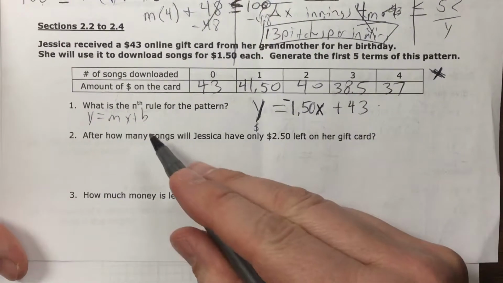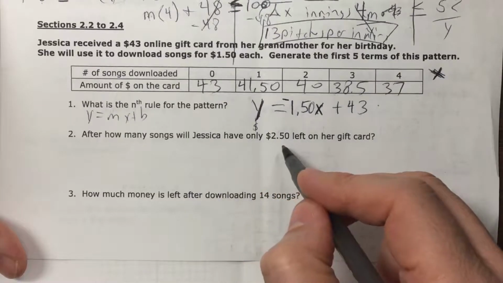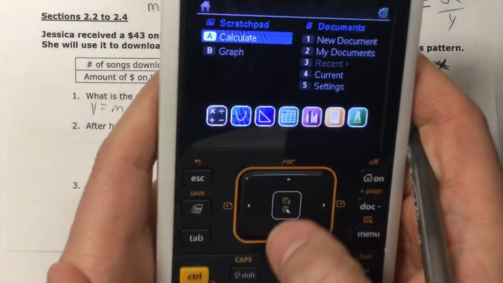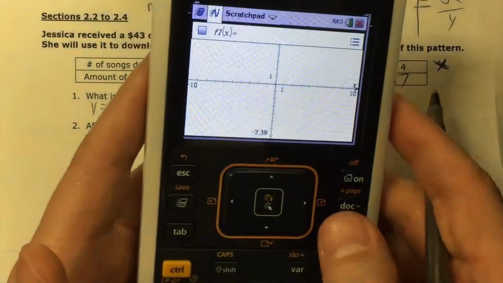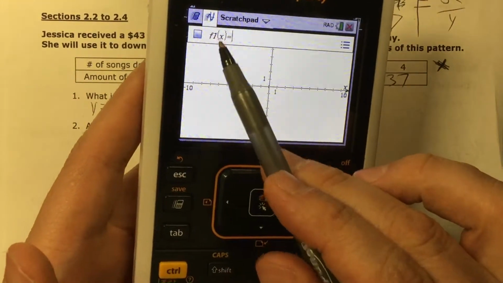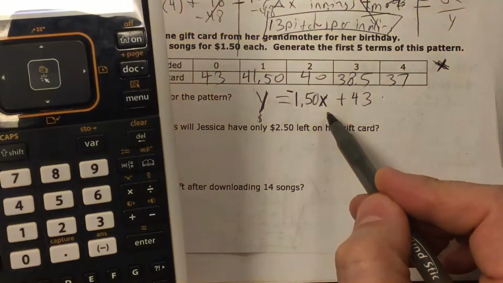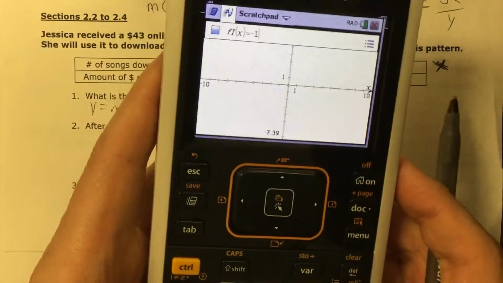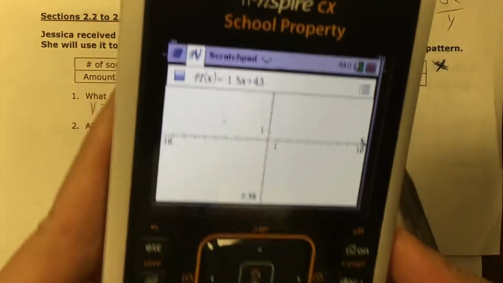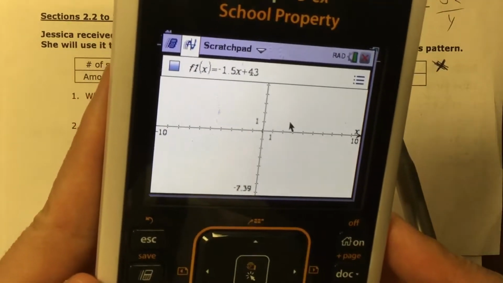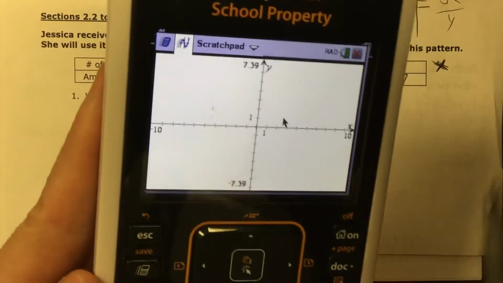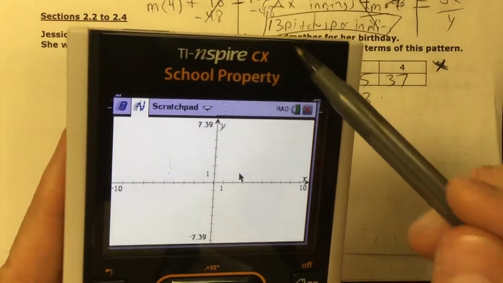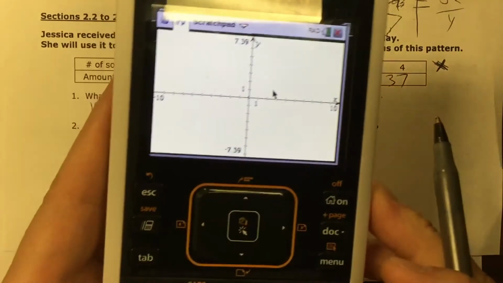Okay? After how many songs will Jessica have only $2.50 left in her gift card? So the easiest way to do this is to graph it and go to the table. I want to remind you how to do this. This is my Y. I'm going to put negative 1.5x plus 43. Negative 1.5x plus 43. There we go. I get my graph, which I can't even see because 43 is way up here and it's going like this, right? It's off the screen, but I'm not scared of that.